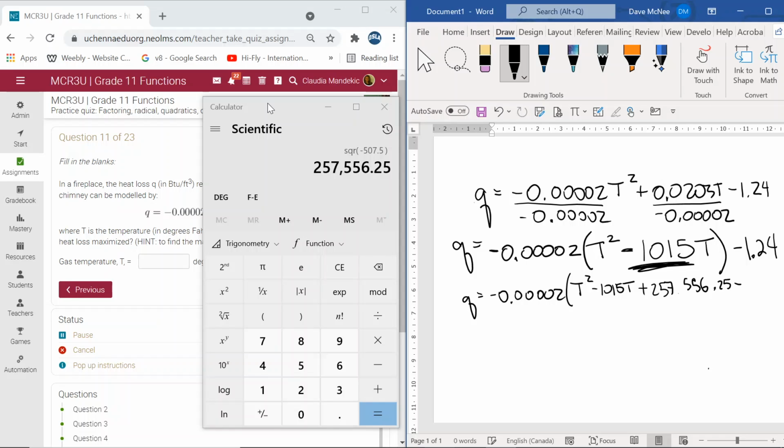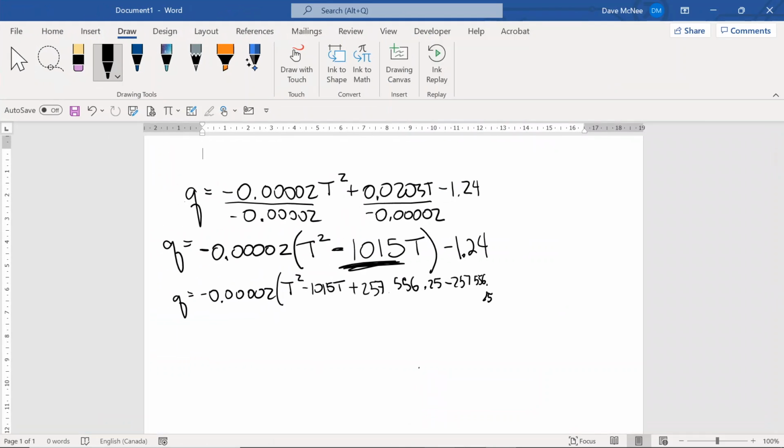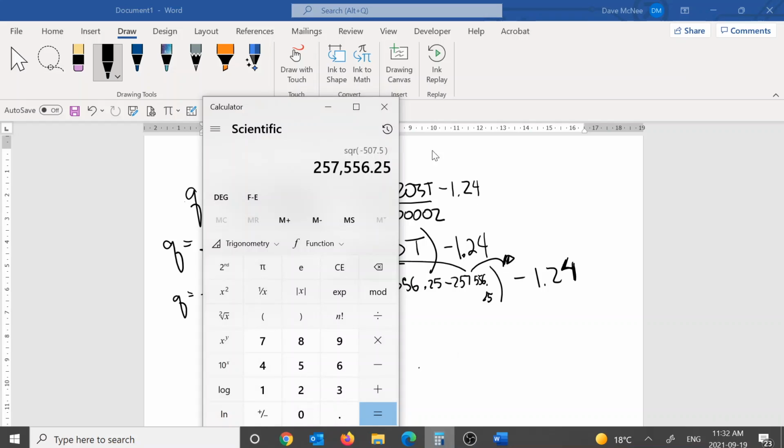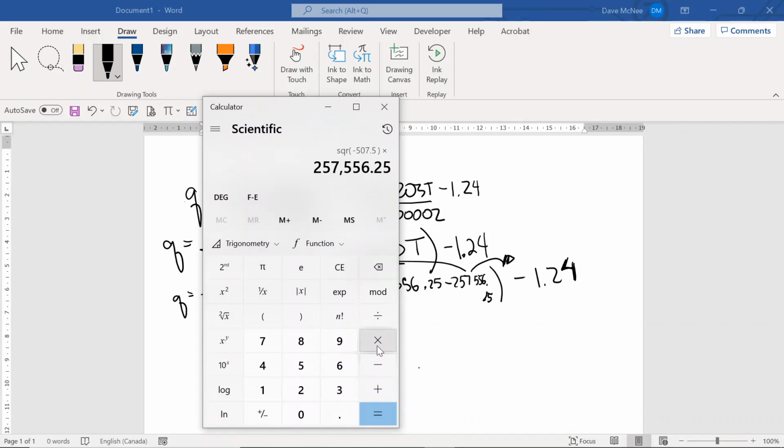257,556.25. And also subtracting it, 257,556.25. And I'm just going to go ahead and use my entire screen here. Close off my bracket, minus 1.24. The next step in completing the square is getting rid of that negative, kicking it out of the bracket, but I also have to multiply it by 0.00002. So again, my calculator will come in handy.